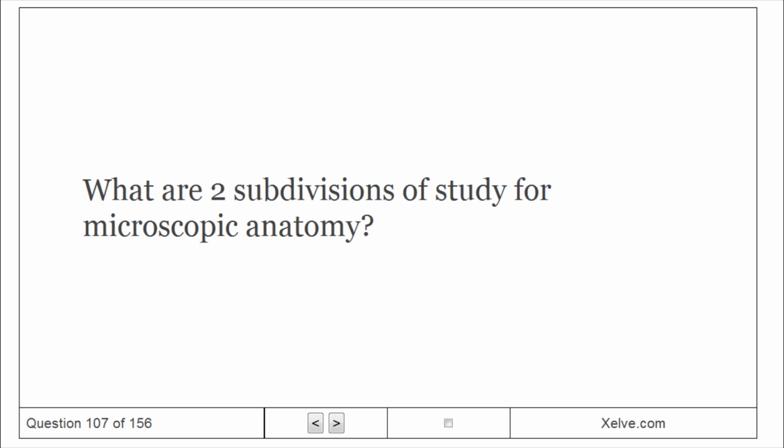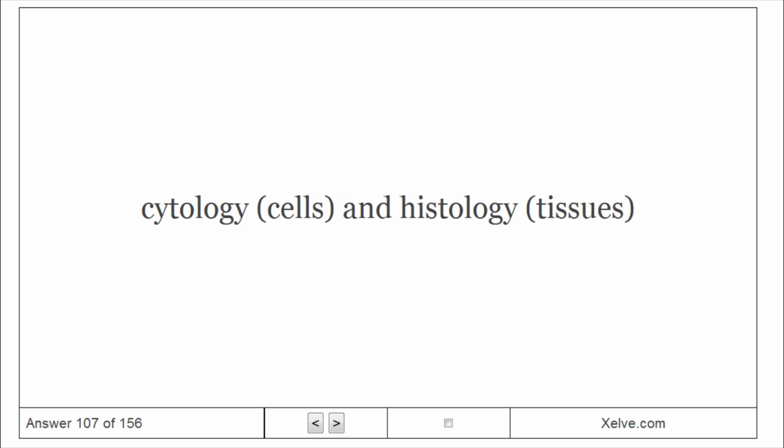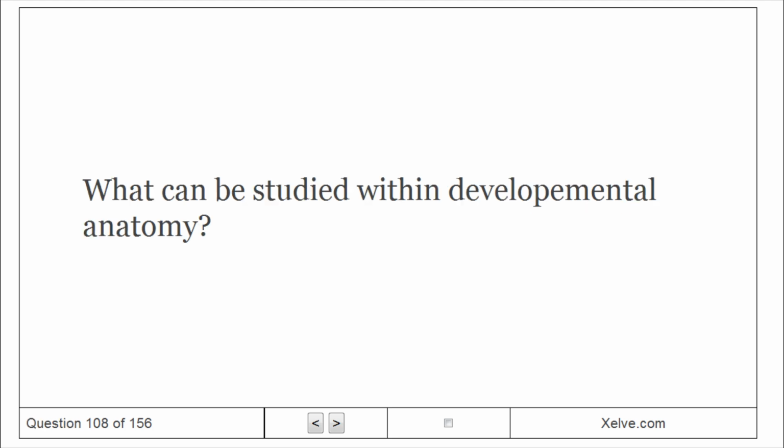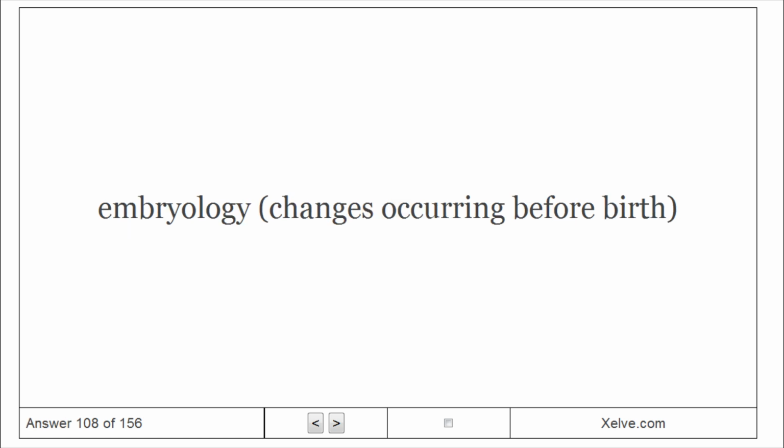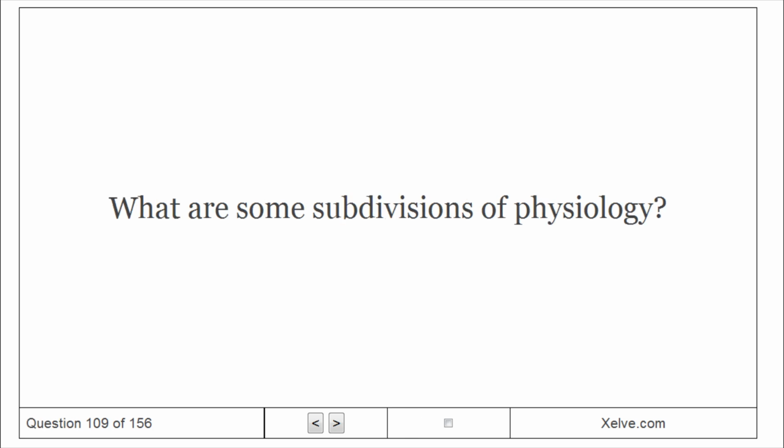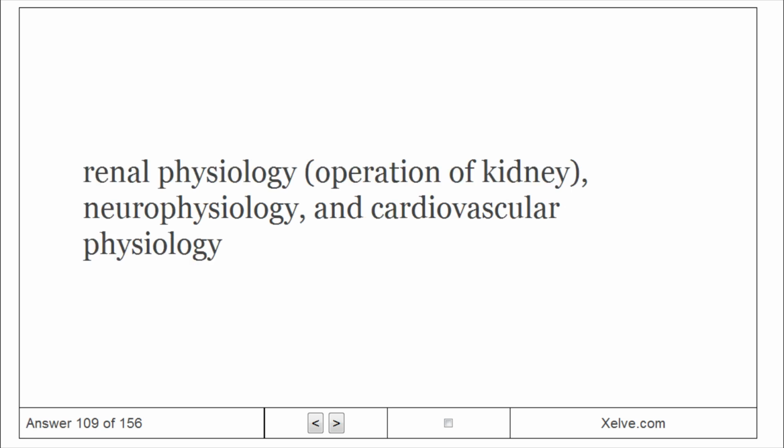What are two subdivisions of study for microscopic anatomy? Cytology, cells, and histology, tissues. What can be studied within developmental anatomy? Embryology, changes occurring before birth. What are some subdivisions of physiology? Renal physiology, operation of the kidney, neurophysiology, and cardiovascular physiology.